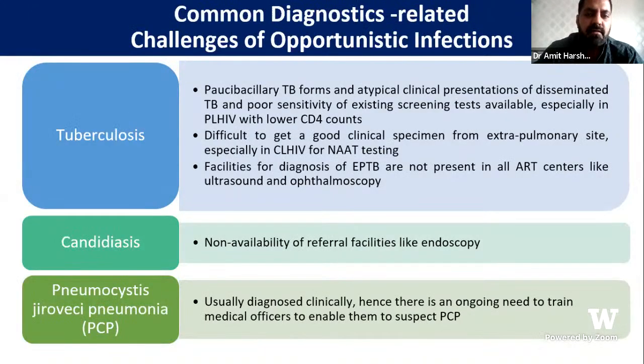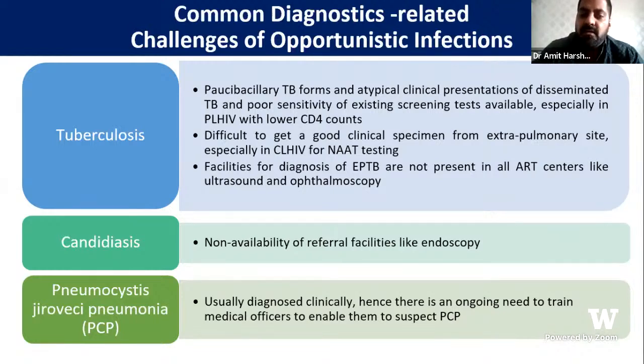We have also tried to cover some of the common diagnostic and treatment related challenges. But again, when we talk about each individual opportunistic infection, at that time we are going to go into the details. Just to give you the snapshot quickly, for tuberculosis, we all know that bacillary TB forms have atypical clinical presentation, specifically with advanced HIV disease, when the CD4 count is less than 100 or even less than 50. The diagnosis is tough, and the sensitivity of the NAT also decreases. Those are some of the typical diagnostic challenges.